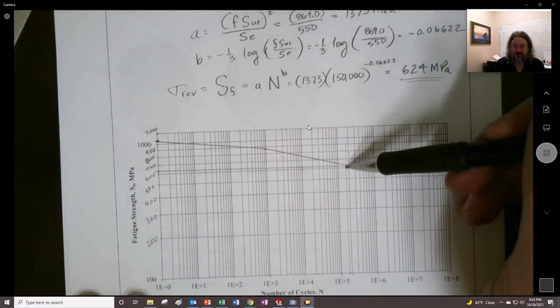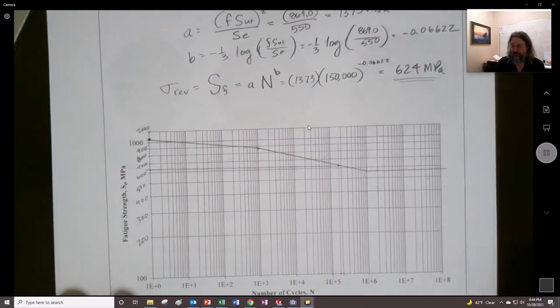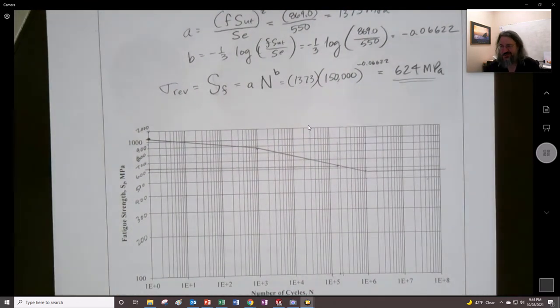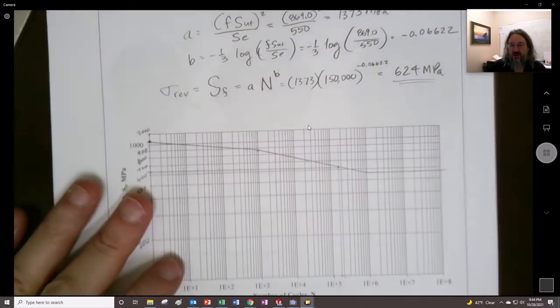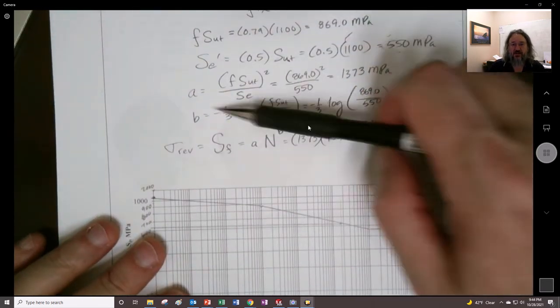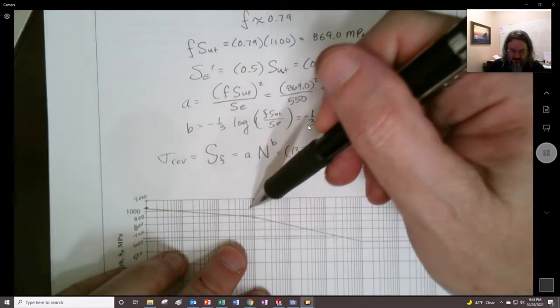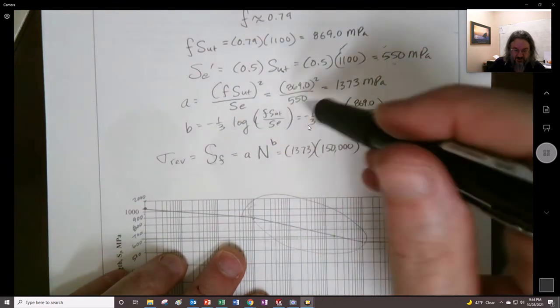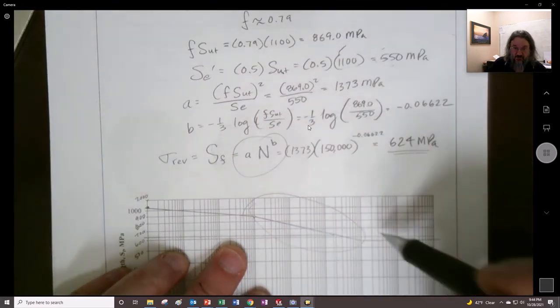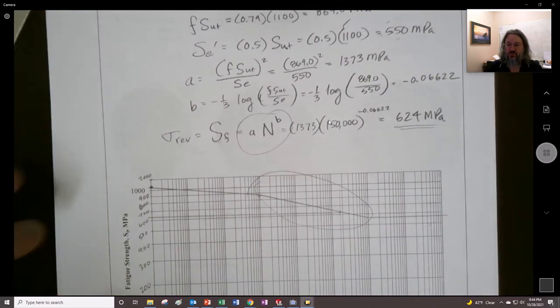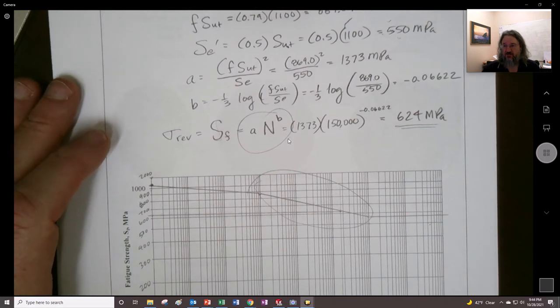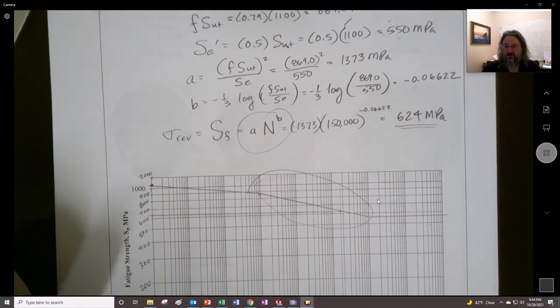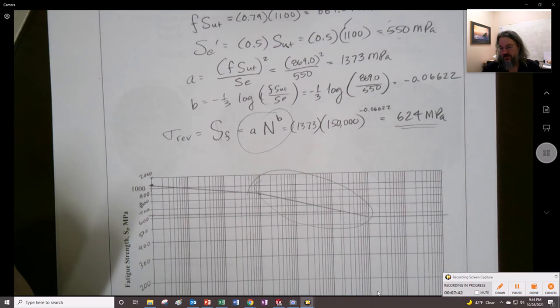And I didn't do too bad with my graphical approach. This is really just to get to know the S-N diagram and understand the geometry of it, but also understand the equations that represent this portion of the diagram. This is the equation that represents that slope and finding life, or finding the corresponding strength to the life. And that's enough in 7 minutes worth of video.